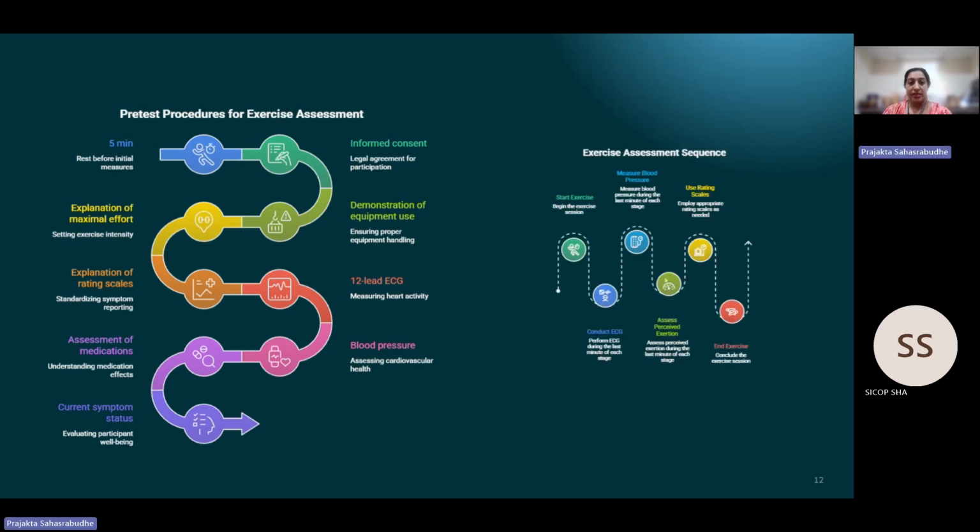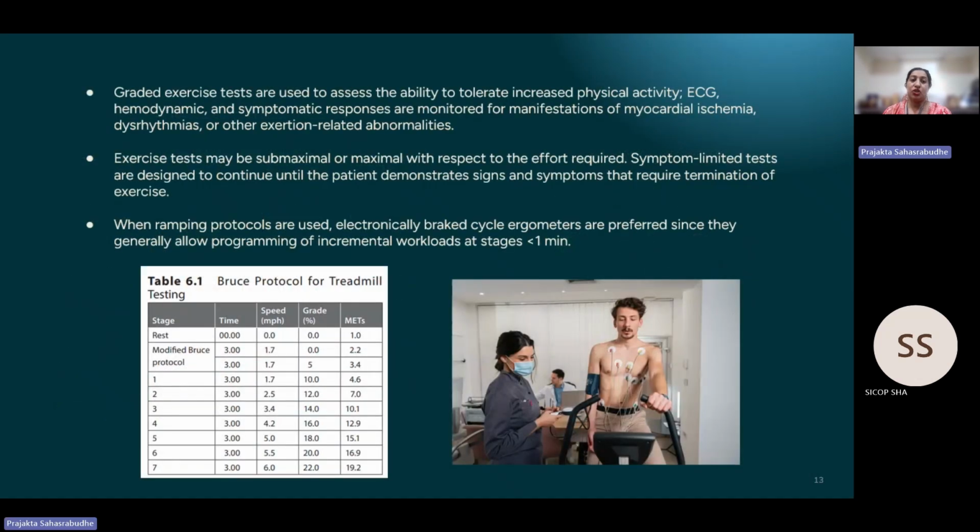Then exercise testing is done. As I mentioned, usually a modified Bruce protocol for the treadmill is used. There are multiple treadmill or cycle ergometer protocols available, which exercise the heart at the maximal level. Now, how do we understand the maximal level of exertion? It is usually either 220 minus age of the patient or the Tanaka correction. We estimate a predicted maximal heart rate.